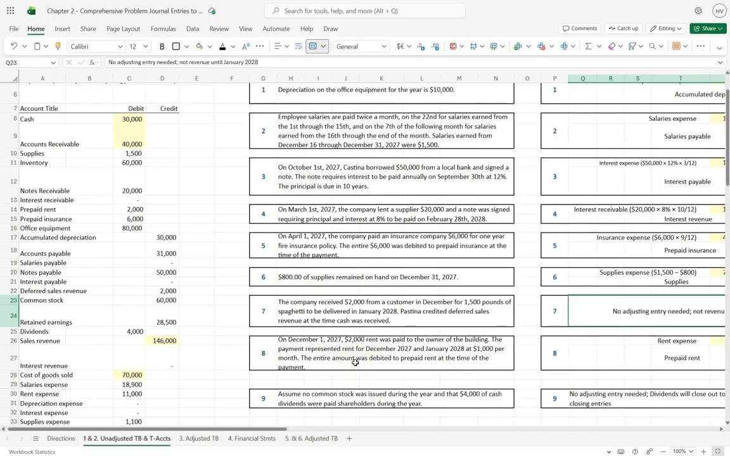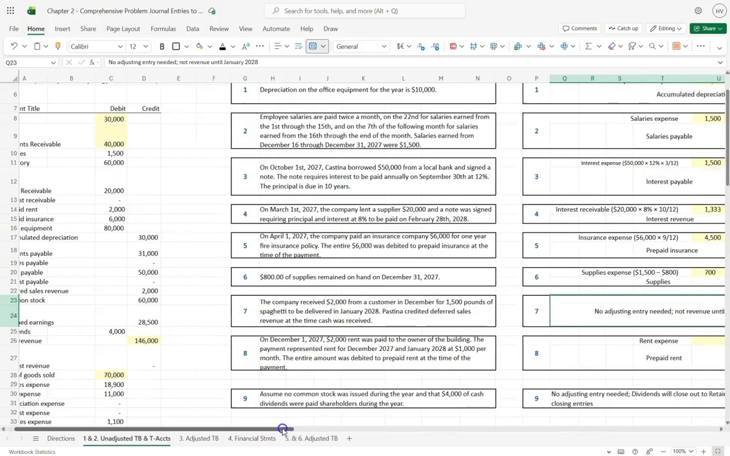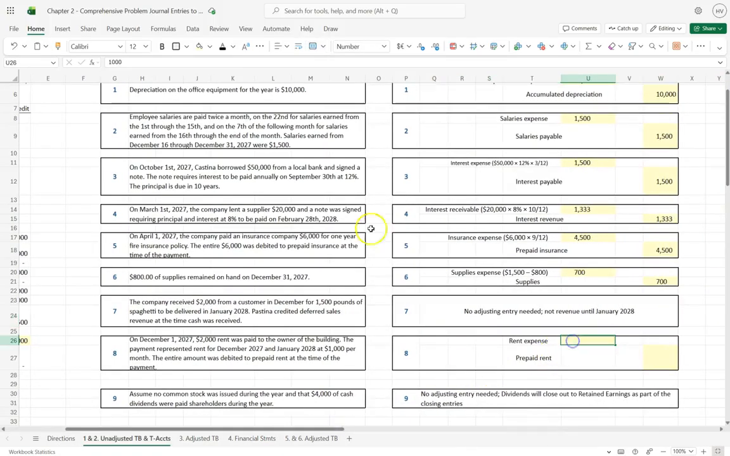Now we're at December 31 where we've used up, right? We've occupied the space for 1 month. So we've essentially incurred that rent expense for 1 month. So we're going to debit rent expense for $1,000 and credit prepaid rent for $1,000, which means that our prepaid rent should have an ending balance of $1,000, which is what it should have to cover the month of January 2028.